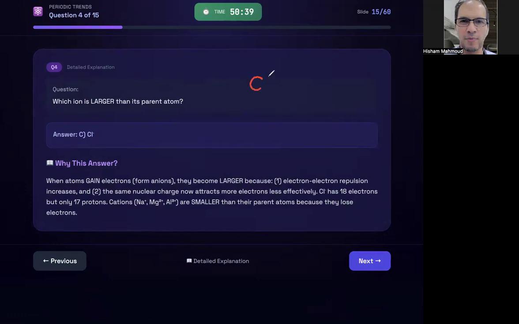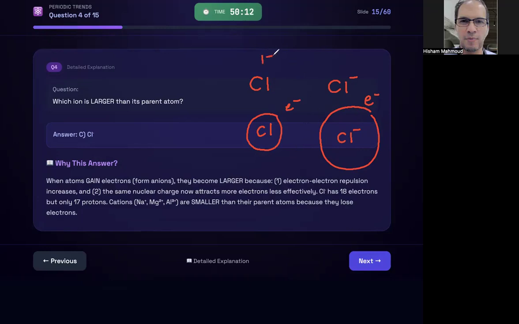When the atom of chlorine gains electrons to form Cl minus, the chloride anion, it becomes larger. But why did it become larger? It becomes larger because electron-electron repulsion increases. The number of electrons in Cl minus is more than in Cl. The same nuclear charge, the 17 protons, now attracts 18 electrons instead of 17, causing it to attract them less effectively.